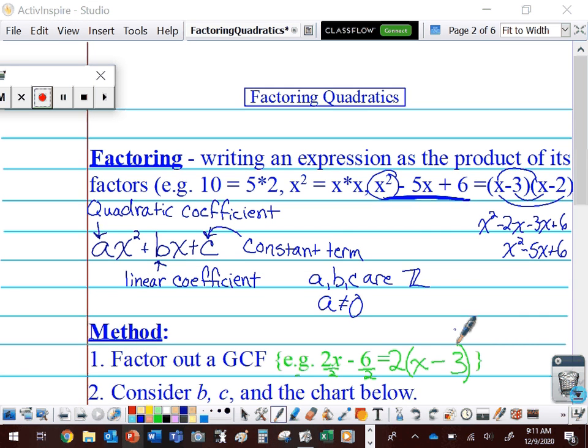Last time we were together, we were talking about factoring quadratics, and we went through a whole bunch of examples. Right now, what I want to do is take a look at some special cases.